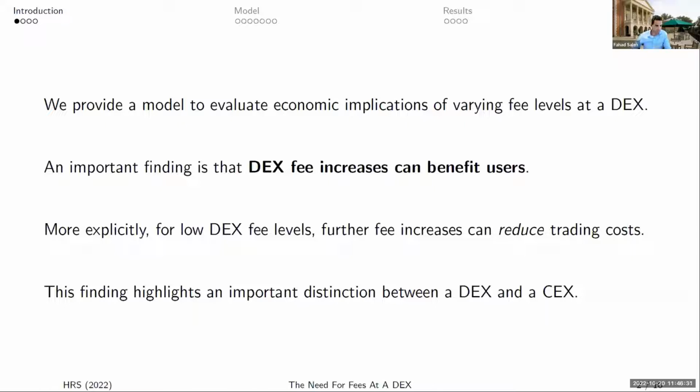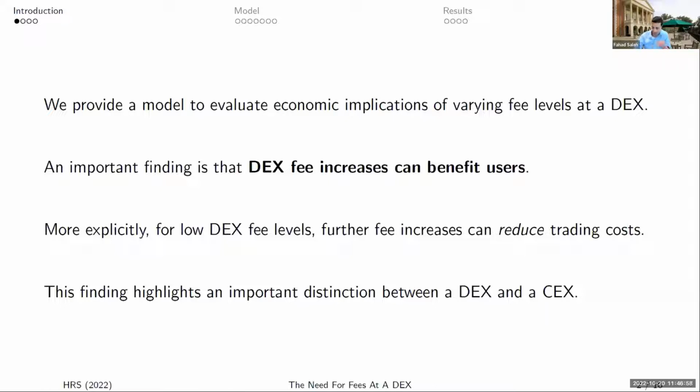And again, this is maybe counterintuitive in the context of a centralized exchange, because you are increasing the cost of paying the fee. And so you might think that overall trading costs would go up when you raise the fee. But it turns out in the setting of a DEX, when you increase fees, when they're initially at a low level, trading costs are actually going to go down.